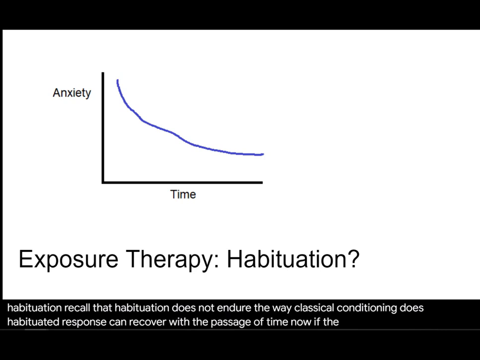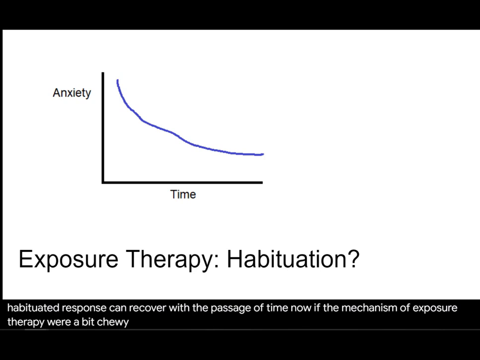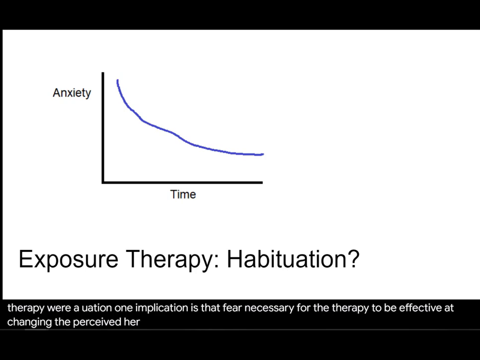Now, if the mechanism of exposure therapy were habituation, one implication is that fear reduction during an exposure trial is necessary for the therapy to be effective at changing the perceived harm associated with the phobic stimulus.